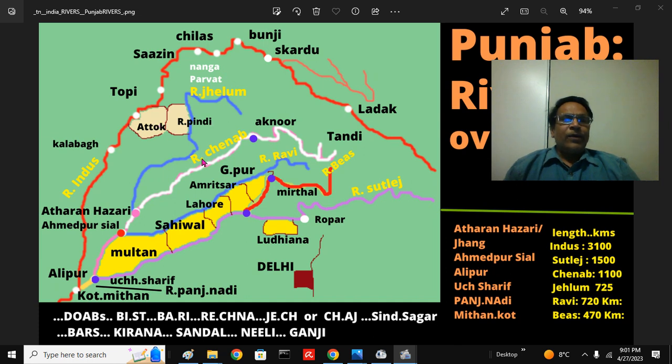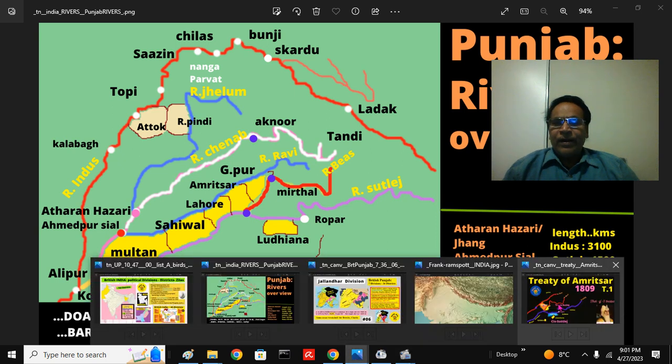And the Chenab river gathers the Jhelum river from the north, and it gathers the Ravi river in the south. The Jhelum river is gathered at Attaran Hazari in the Jhang district, at the Emerson Barrage, named after the British governor of Punjab. Ravi river water is carried at Ahmadpur Sial. Remember Ravi, Ahmadpur Sial town, Attaran Hazari and Alipur. These are some of the landmarks, and you can look at them.